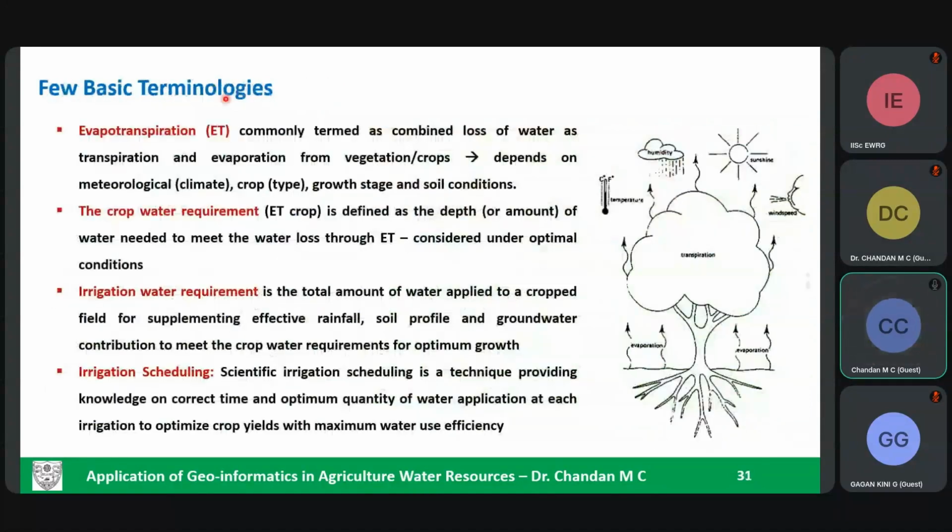Further, when we look at the basic terminologies which concern the field data, one of the major ones is evapotranspiration, that is, water transferred from a plant to the atmosphere. This is a combined loss of water due to transpiration within the plant and evaporation. That is, the root is able to pick up the water and it is being evaporated. Then we have the crop water requirement, which is nothing but the minimum amount of water required for that particular plant to survive. And irrigation water requirement is nothing but the supplementing of effective rainfall, that is being fed with irrigation along with the soil profile and the groundwater contribution.